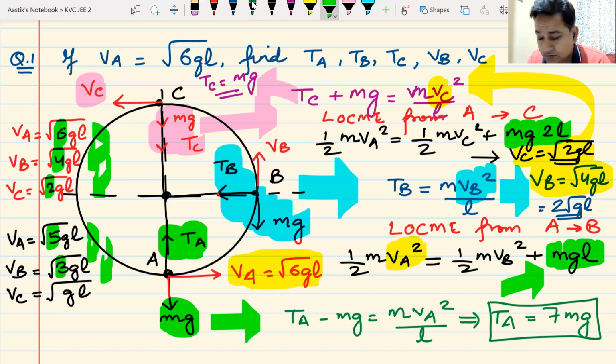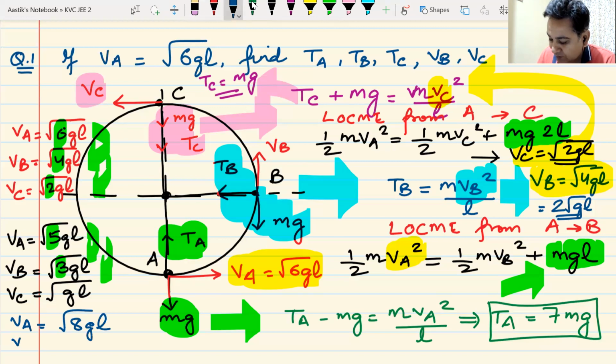What will be the velocity at point B and point C if the velocity at point A is root over 8GL? So what is the answer now? If the velocity at point A is root over 8GL, what are the velocities then? Velocity at point A is root over 8GL. Then what will be the velocity at point B? What will be the velocity at point C? Tell me.